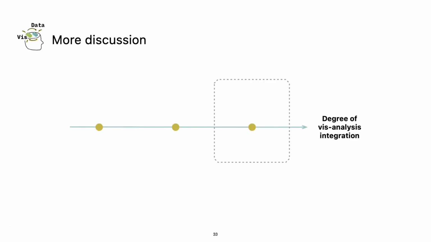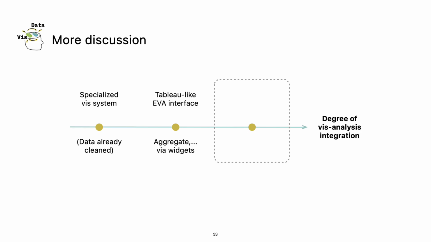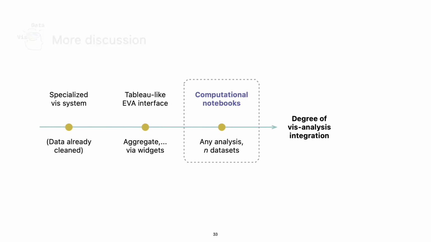Stepping back a bit, I think our findings are possible because we study the visualization grammar where it's used, in data analyses. If we look at visualization tools more broadly, we can have different degrees of integration between visualization and analysis. We have none at all, like specialized systems that assume clean data. You can wrangle data a little bit in Tableau-like interfaces, and you can do any analysis on any number of datasets in an environment like computational notebooks.